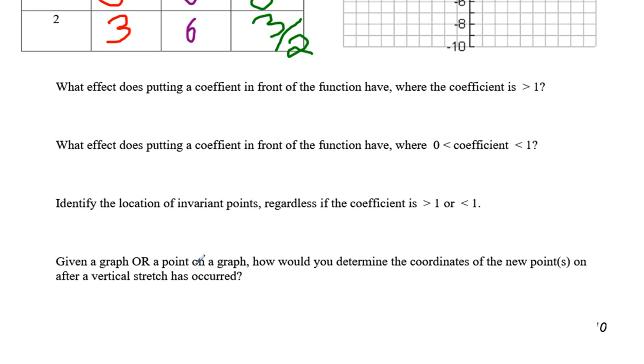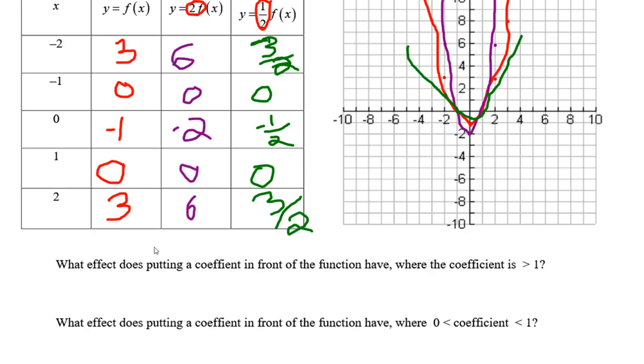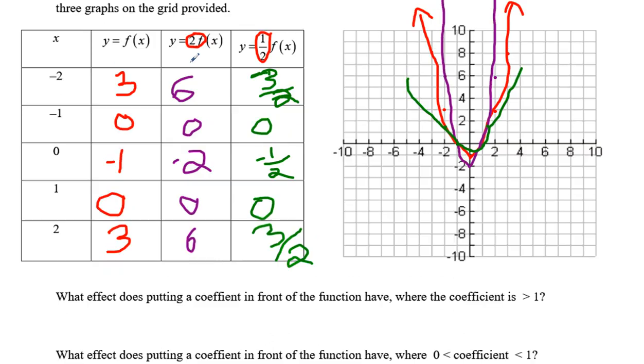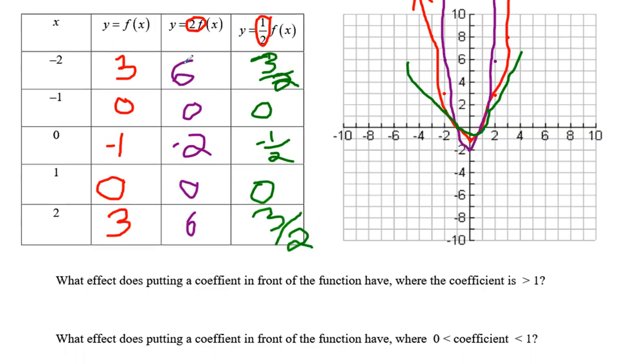Given a graph or a point on a graph, how would you determine the coordinates of the new points on any vertical stretch that's occurred? Simply multiply the y by the a value. Notice that all my y values here got multiplied by the a value. Realize that a has no influence on x.